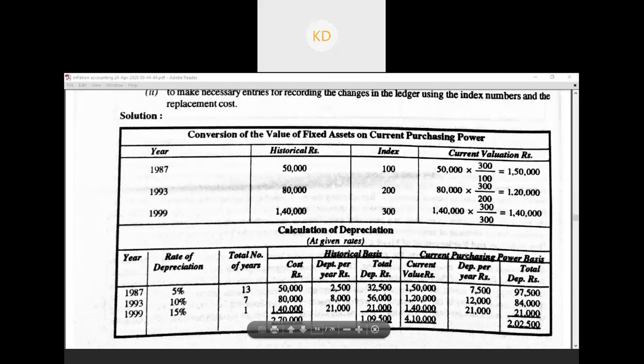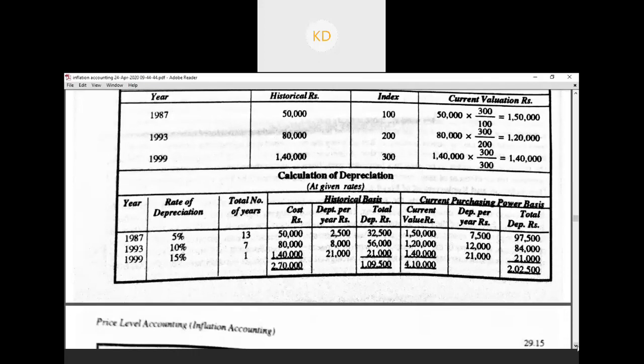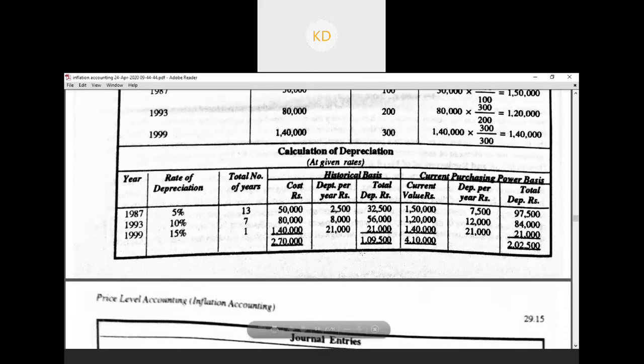Now I'm talking about converted values. Converted values are 1 lakh 50, 1 lakh 20, 1 lakh 40. On this, I'm doing depreciation at the rate of 5% on 1 lakh 50, 7,500 into 13 years, 97,500. On 1 lakh 20, 10%, 12,000 into 7 years, 84,000. On 1 lakh 40, 15%, 21,000 into 1 year only, 21,000. So the total depreciation I am getting here is 2 lakh 2,500. So this is called the index method.